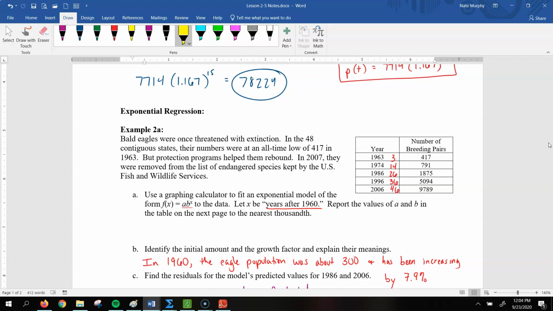Now if we look at this part A, it says use a graphing calculator to fit an exponential model. Let x be the years after 1960. So if you notice, I've converted those years to be the years after 1960. So we're going to create a model using our graphing calculators this time for this data. So let's see how to do that.